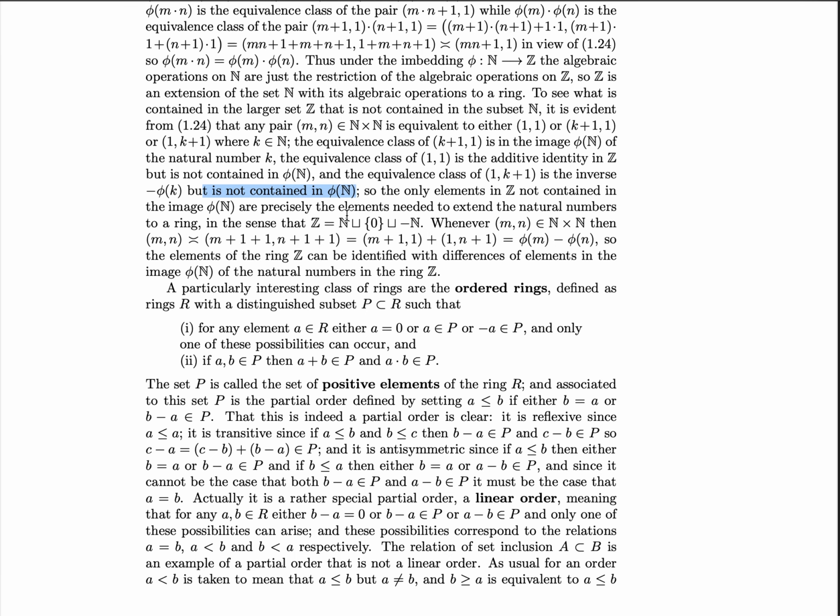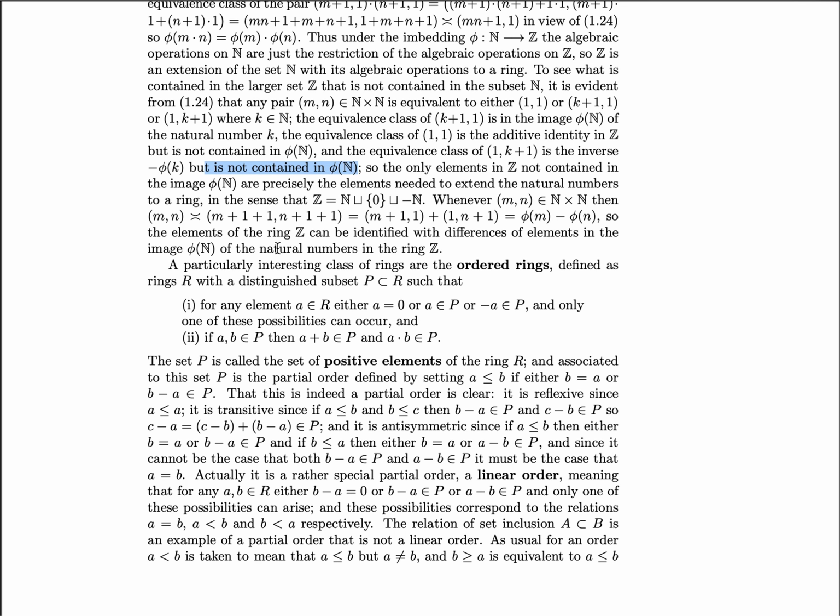And whenever (m, n) are in the Cartesian product, then (m, n) is equivalent to (m plus 1 plus 1, n plus 1 plus 1), which is the sum of (m plus 1) and minus (n plus 1), which is merely phi of m minus phi of n. So the elements of the ring Z can be identified with the difference of elements in the image of phi of the natural numbers within the ring Z.